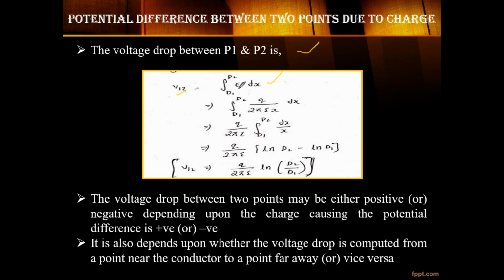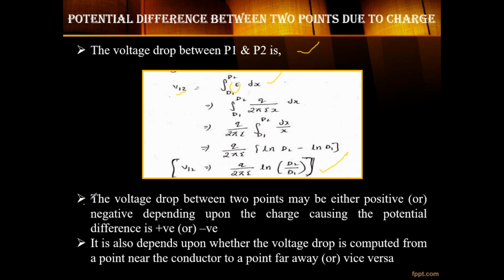Now if you substitute the E value in this equation, Q divided by 2 pi epsilon x, dx. The integration of 1 by x is ln x. So if you substitute the upper and lower limits, you will get V12 is equal to Q by 2 pi epsilon ln D2 by D1. This is the voltage drop in the conductor between points P1 and P2, at distances D1 and D2 from the origin.